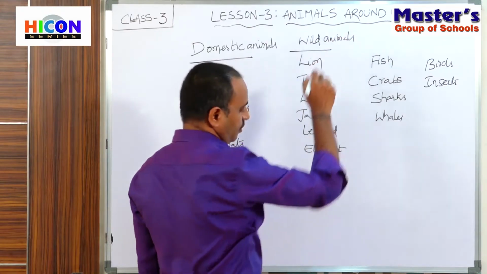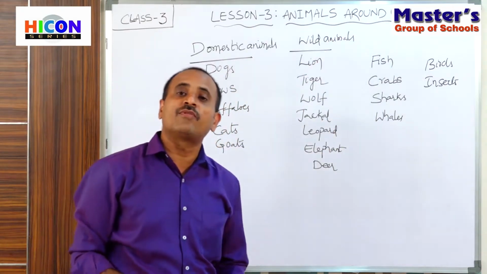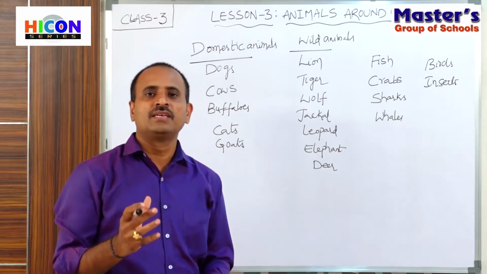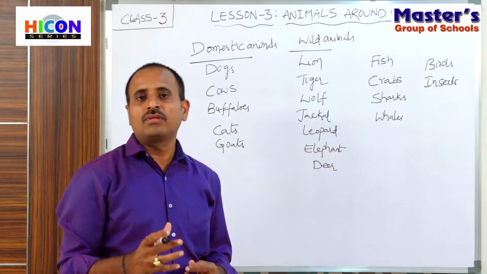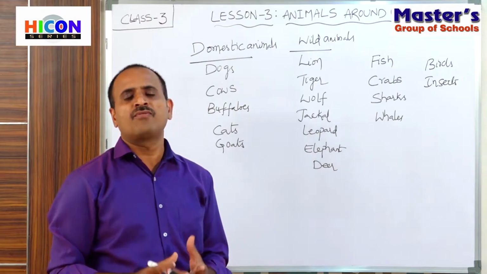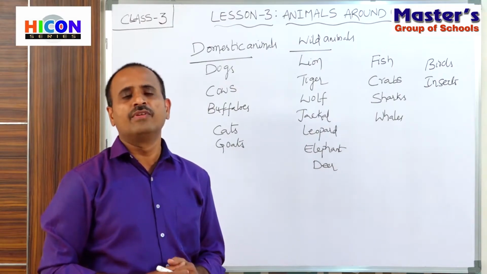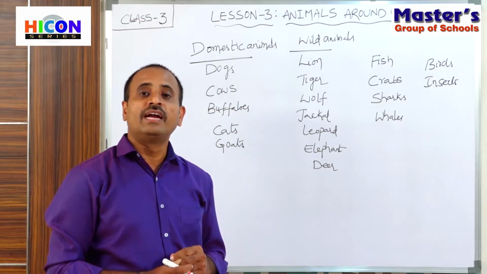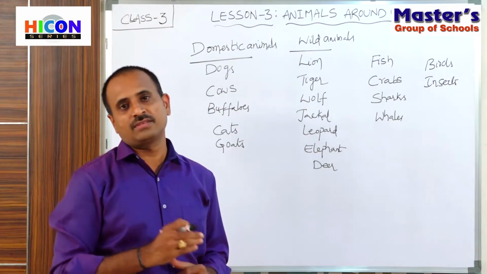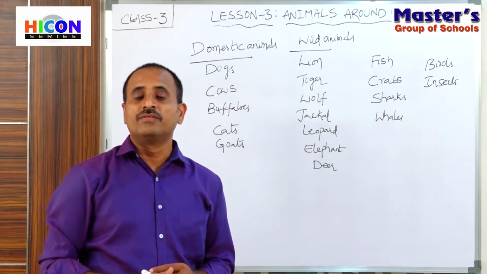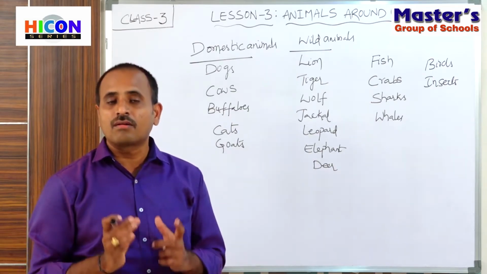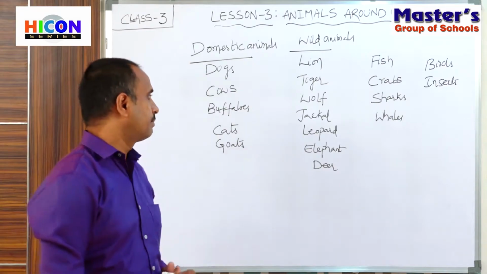And children, we can grow some animals in our houses. Especially we can keep some animals in our houses, and we will provide food, shelter and water to those animals, and they will do some work for us. Those animals which are kept and grown in our houses are called pet animals.